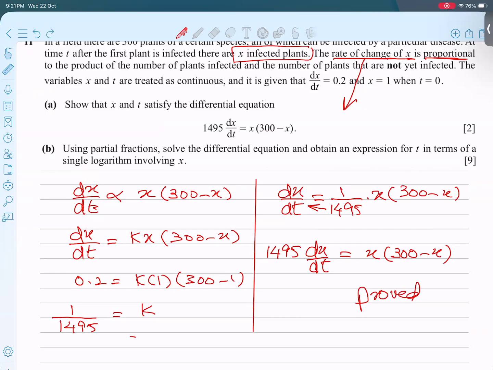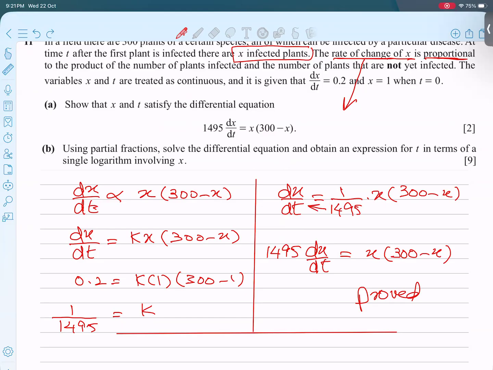Let's go for the next part. One more thing: in the exam it is easy, alhamdulillah, but in case you're not able to prove the first part, you lose these 2 marks. So you can use this equation and try to solve the next 9 marks. Let's do the next 9 mark part.